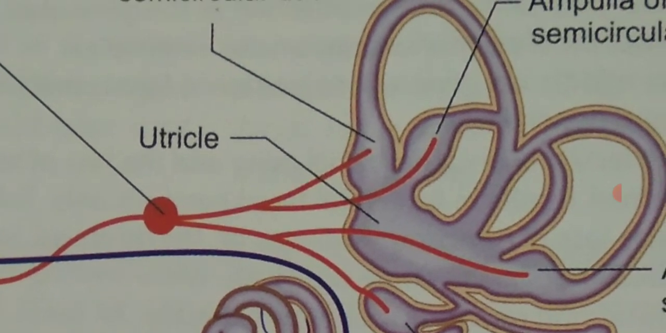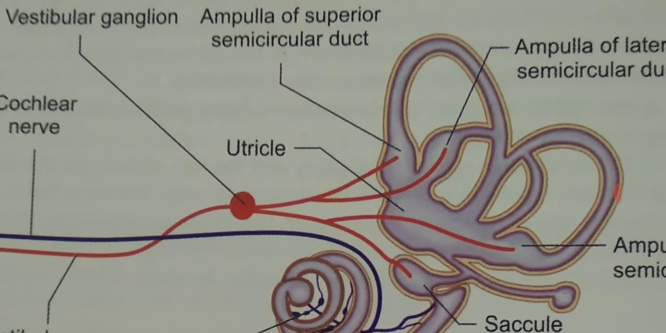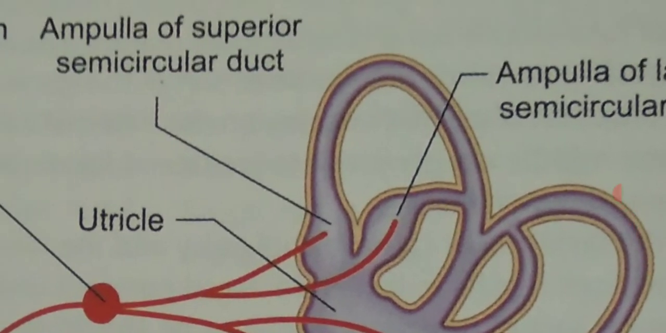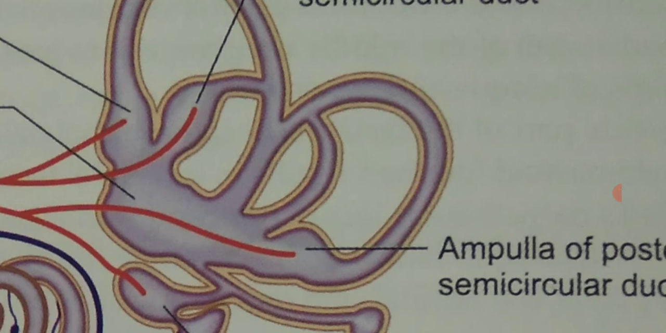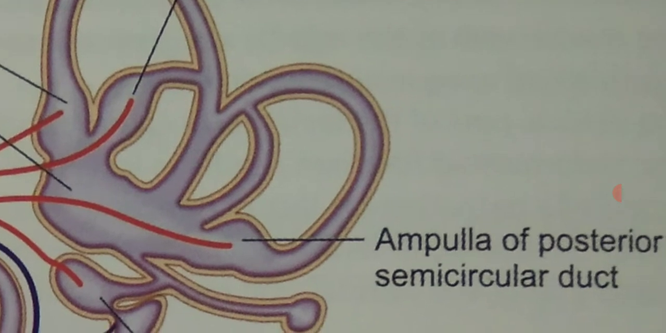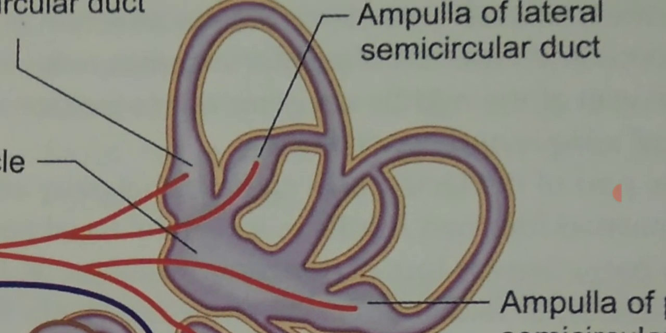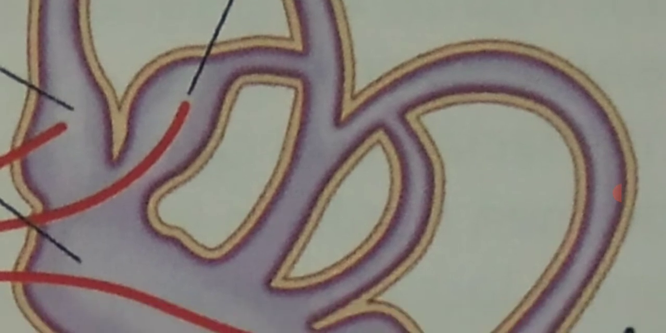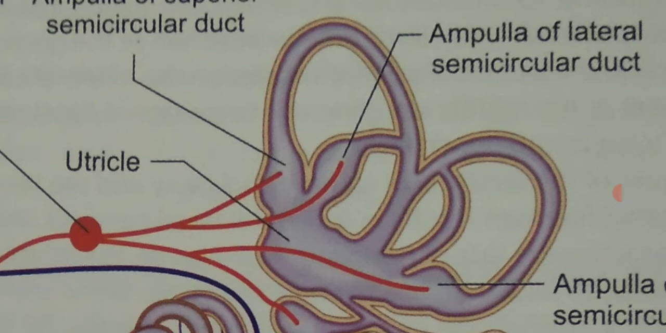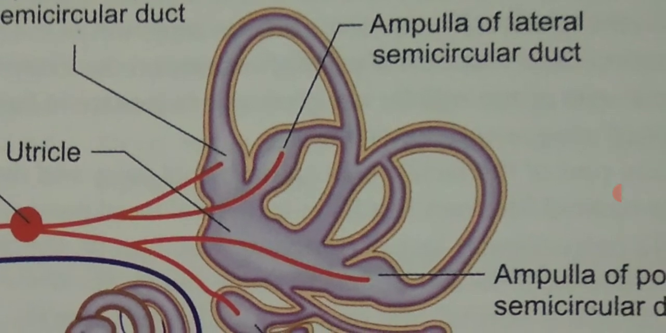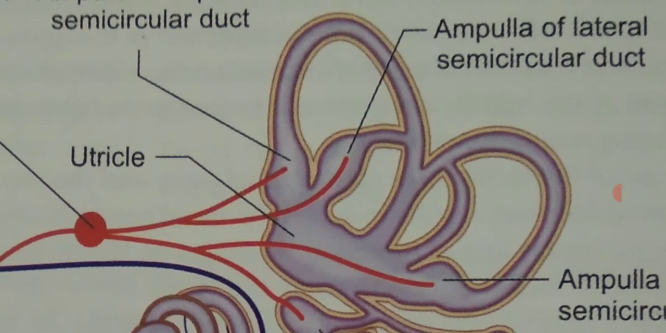Moving on to the kinetic balance, as we can see, there are three semicircular canals. The superior semicircular canal, this one which is facing upwards. The posterior semicircular canal which is facing backwards. And the lateral, this one, the lateral or horizontal semicircular canal. The superior semicircular canal is present in the sagittal plane. The posterior is present in the coronal plane, and the lateral semicircular canal is present in the horizontal or transverse plane.